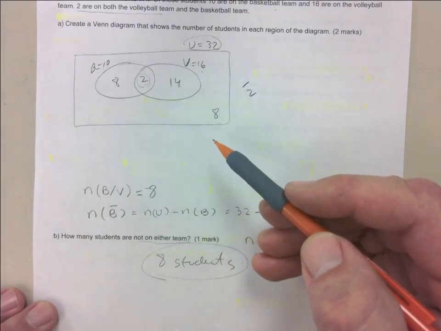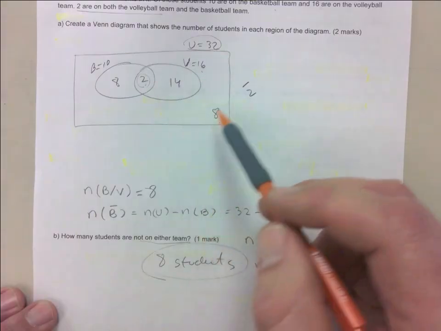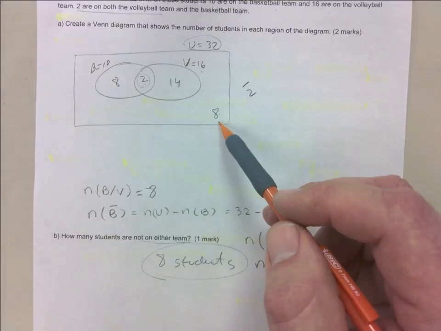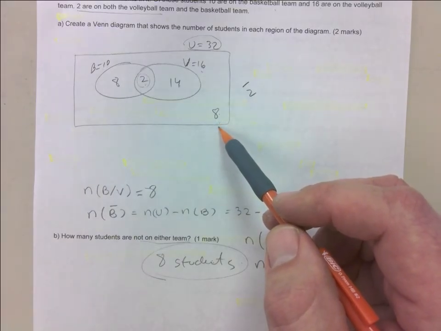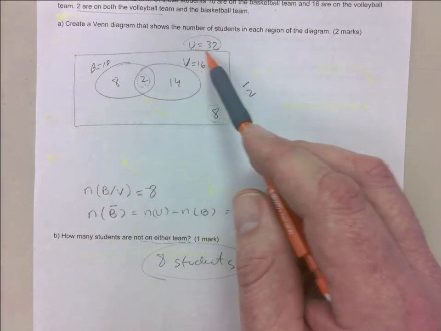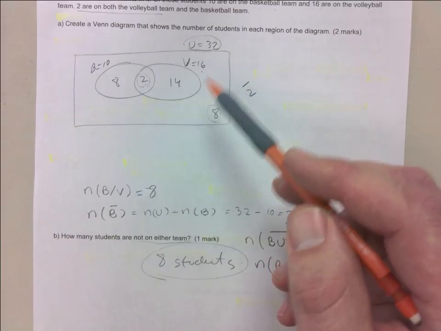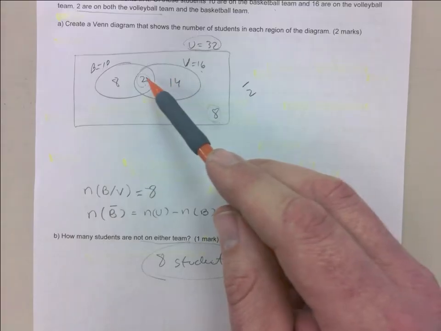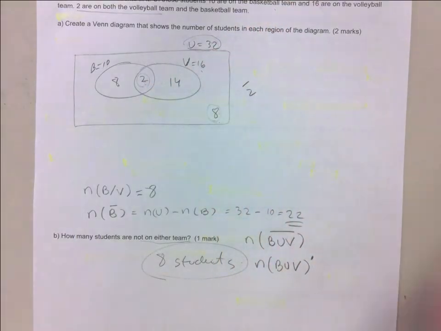Do you remember probability questions based on a Venn diagram? What's the probability of someone not taking either of those sports? What would you do with that? 8 out of 32, right? So remember, what's the probability that someone is in both sports? 2 out of 32 and so forth. I'm just using this to review.